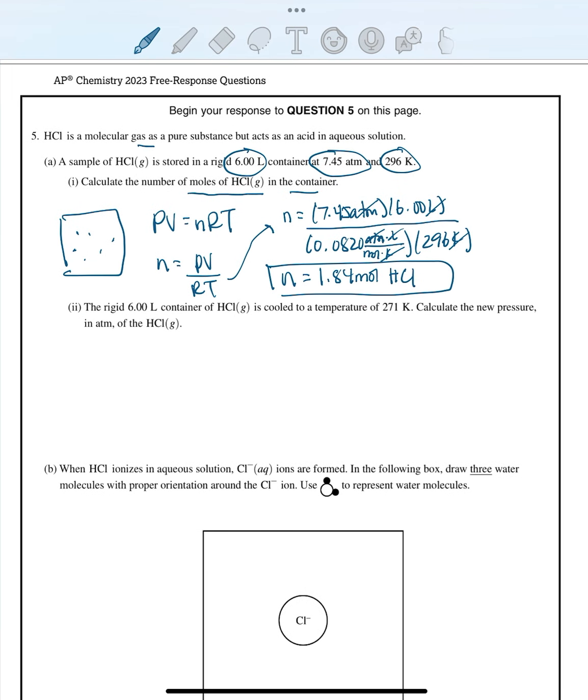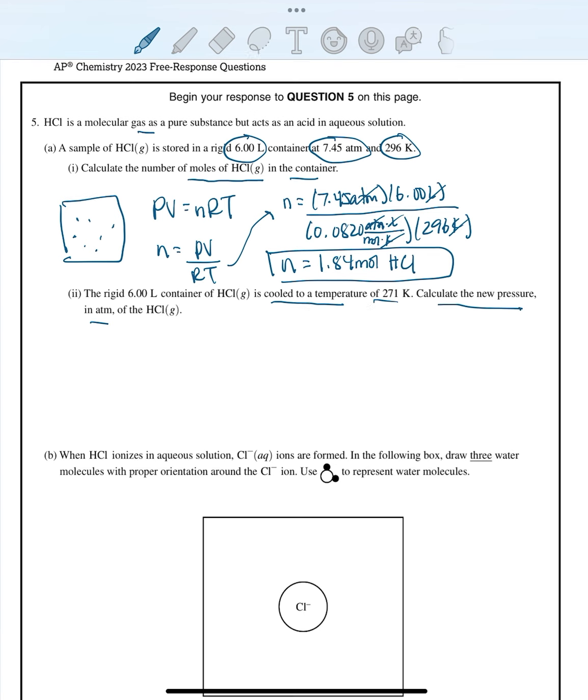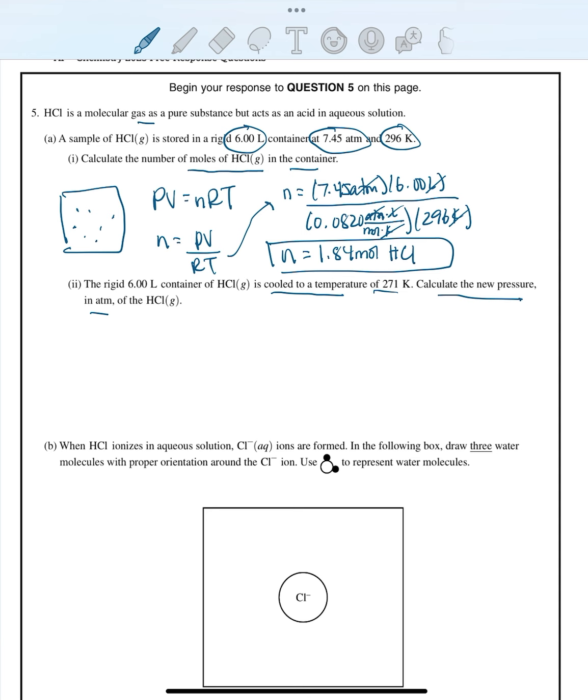In question 2, in the same container over here, I've cooled down the temperature to 271 kelvins, and we're asked to calculate the new pressure in atmospheres. So there's a couple ways we can do this, but there's a gas law we can use which shows the direct relationship between pressure and temperature of a gas, and that is P1 over T1 equals P2 over T2. Now it makes sense that the pressure will increase when the temperature is high, because higher temperature is going to make those gas molecules move around more, which will make them collide more with each other and with the container.